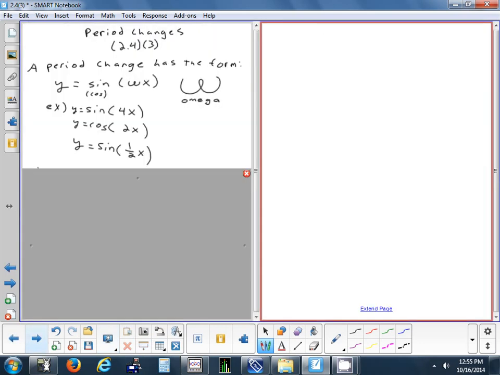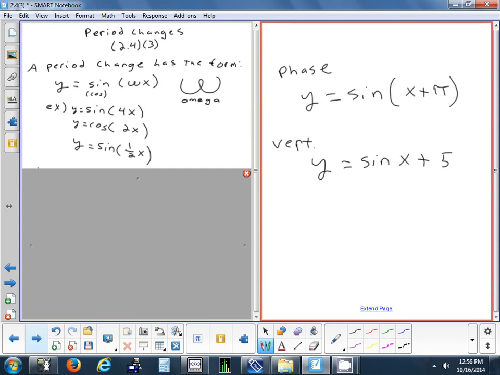All right, so now a phase shift. This is your phase shift. It would have a trig function, sine or cosine, and then in parentheses, something would be added. Usually we do pi, pi over 2, pi over 4. Okay, a vertical shift. That looks a little bit different. You're still adding or subtracting, but this time it's on the outside. That's a vertical shift.